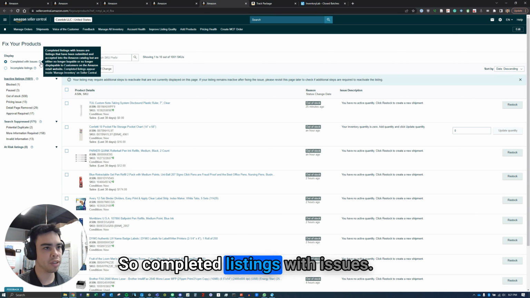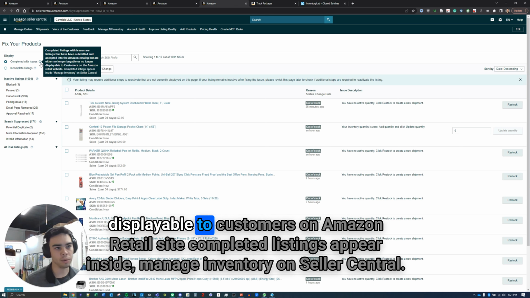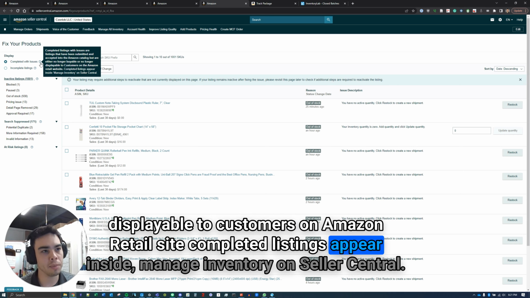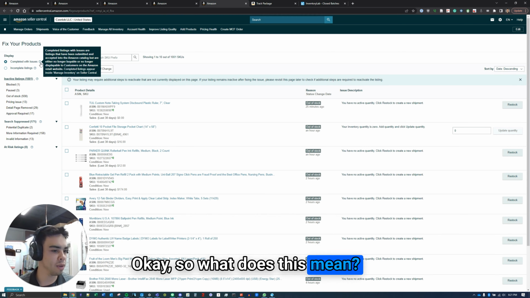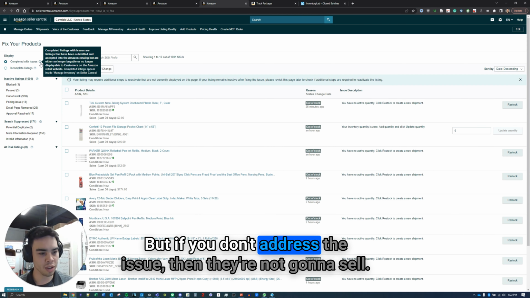So these are products that are completed, but they have issues. Completed listings with issues are listings that have been submitted and accepted into Amazon Catalog, but are either no longer buyable or no longer displayable to customers on Amazon retail site. Completed listings appear inside Manage Inventory on Seller Central. Okay, so what does this mean? This means you can have 100, 200 units in stock for this, but if you don't address the issue, then they're not going to sell.